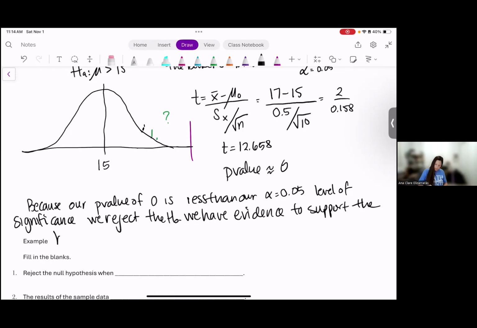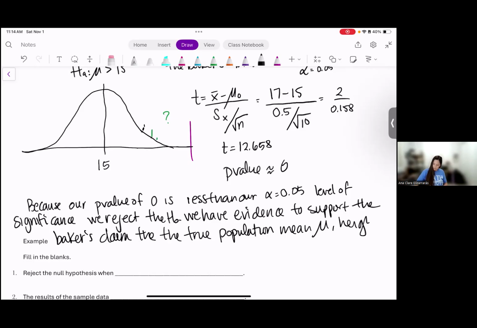And I want to give context here. We have evidence to support the baker's claim that the true population mean height of bread is more than 15.